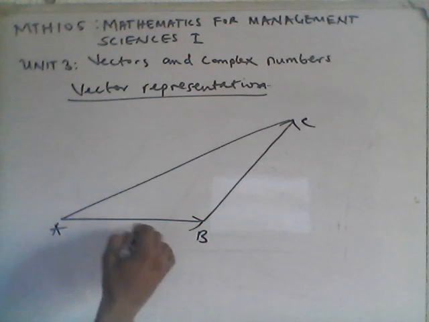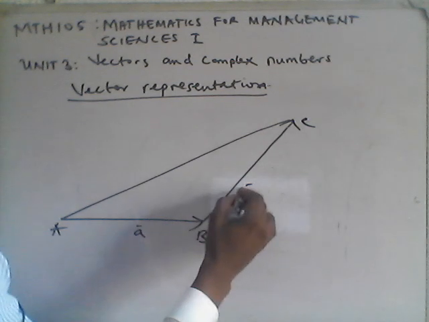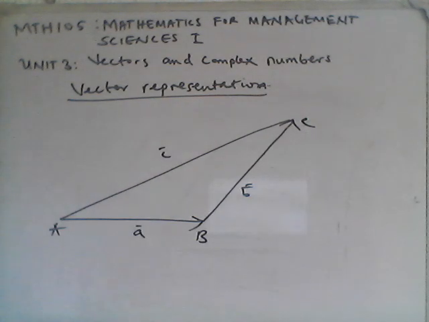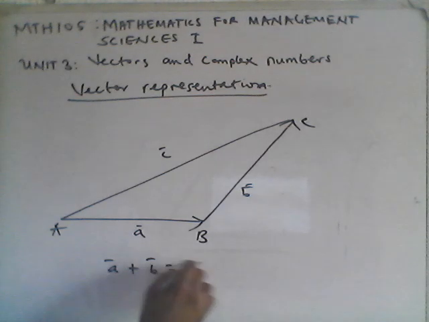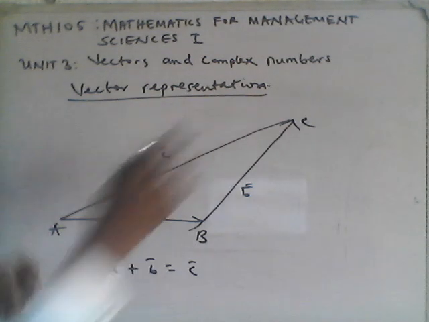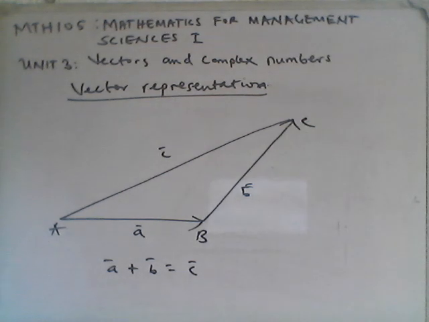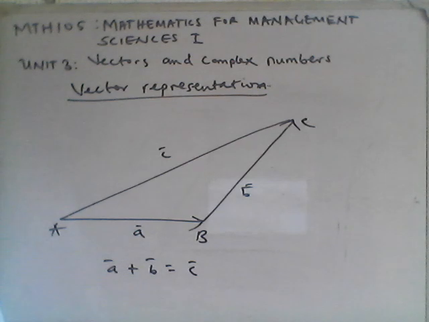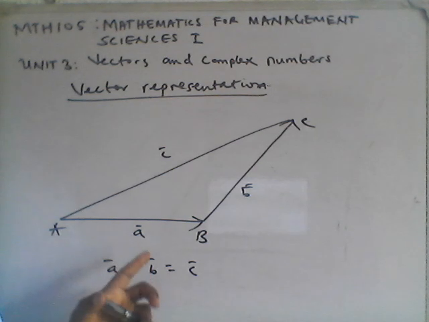So if I call this one vector A and vector B, you understand? Then vector C is the resultant movement. So vector A plus vector B is equal to vector C. Normally, this vector C is gotten by the sum of vector A and B. And that sum is actually using the cosine rule, but it's not what we'll be looking at now.